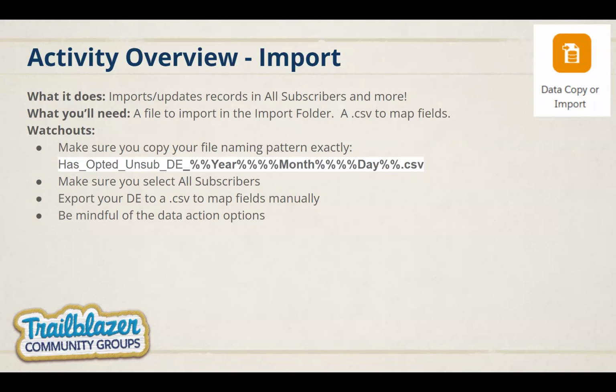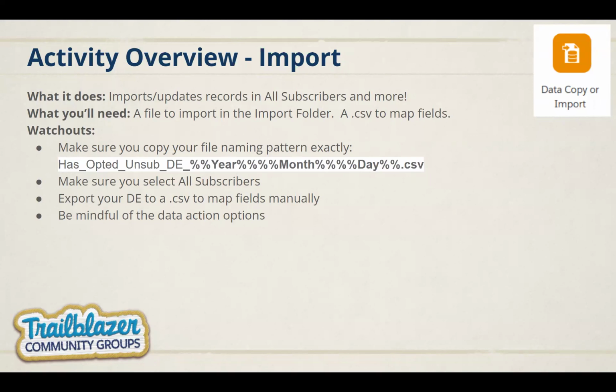What you need is that file in the import folder. It's also handy to use a CSV to map those fields. We'll walk through that today. Some watch outs: make sure you're using that naming pattern, and make sure you select All Subscribers. It's not absolutely clear, and we'll walk through that as well. Export your data extension to a CSV to help map those fields, and also be mindful of the different data action options. We'll walk through that today because we want to make sure it's set up correctly.